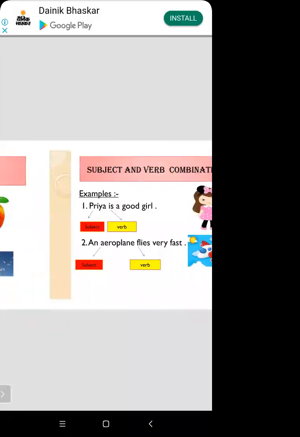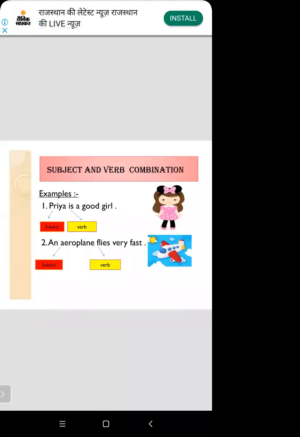Clear? Now, next is, a sentence must have a subject and verb combination. Okay, students. So now let's take an example. Here, first one is, Priya is a good girl. Priya. So now, student, you notice that Priya. So first of all, you have to know about the subject in a sentence. What is a subject, student? The person or thing we speak about is called the subject.